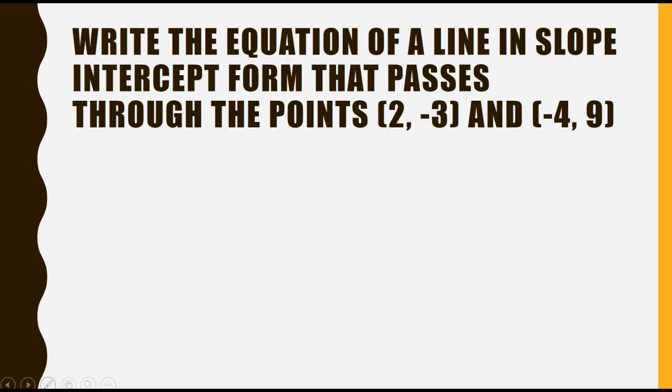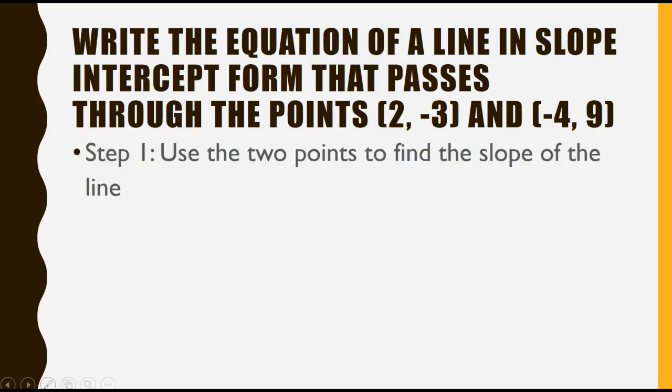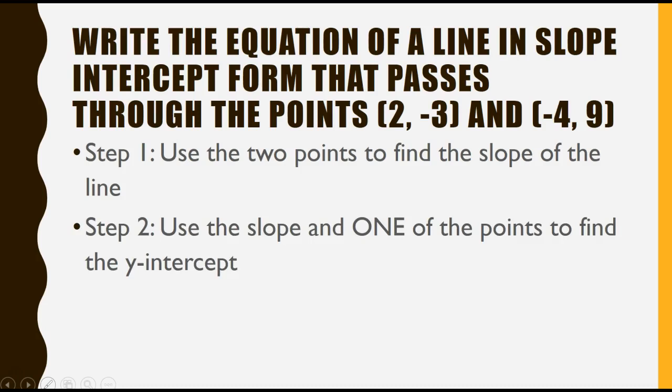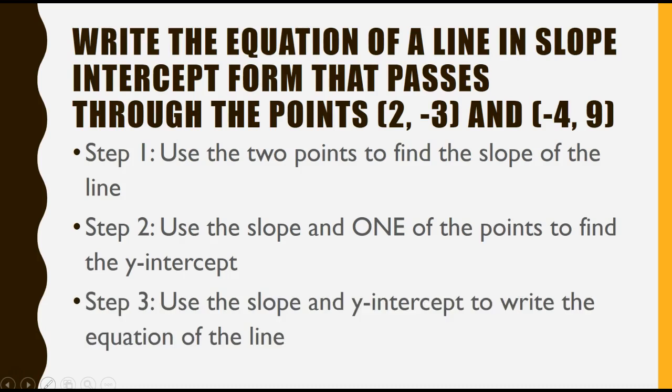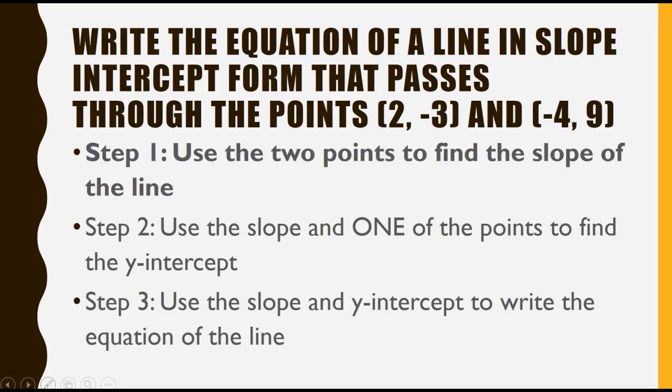When we want to write the equation of a line in slope-intercept form, it's a 3-step process. Our first step is to use the 2 points to find the slope of the line. We're going to use the slope and one of the points to calculate the y-intercept. And our third step is to use the slope and y-intercept to actually write the equation of the line and answer the question. So let's focus on step 1.